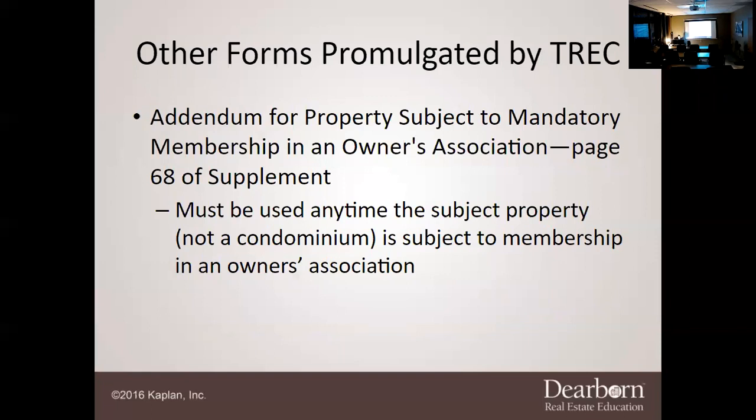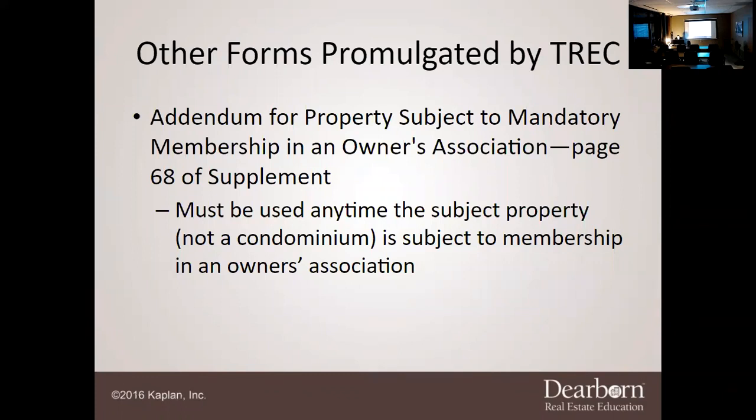Now, this one is a very fun one. Okay, and this is basically what we call the addendum for property subjected to the mandatory membership in an HOA or owners association. Okay, so it must be used anytime the subject property, not a condominium, is subject to a membership in an owners association. So if you happen to have a home that's going to end up being included in an HOA, then you must include this form. Okay, and it is not something that's optional. It's actually something that is mandated.